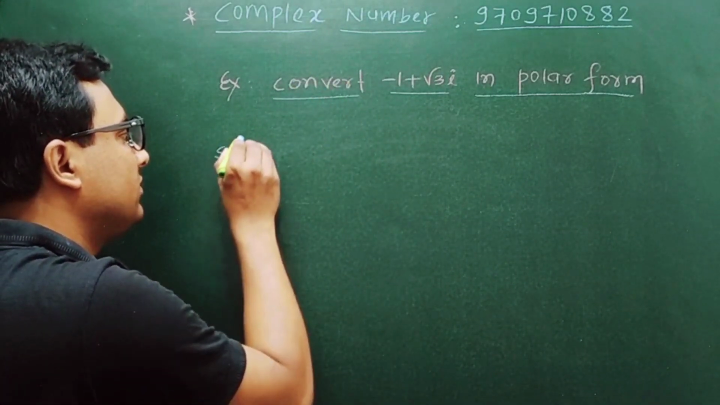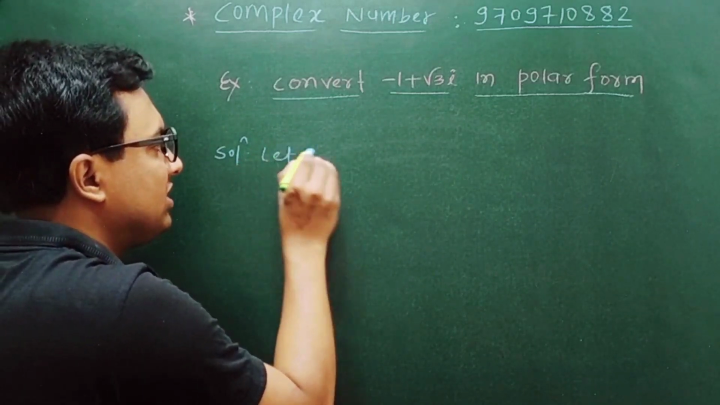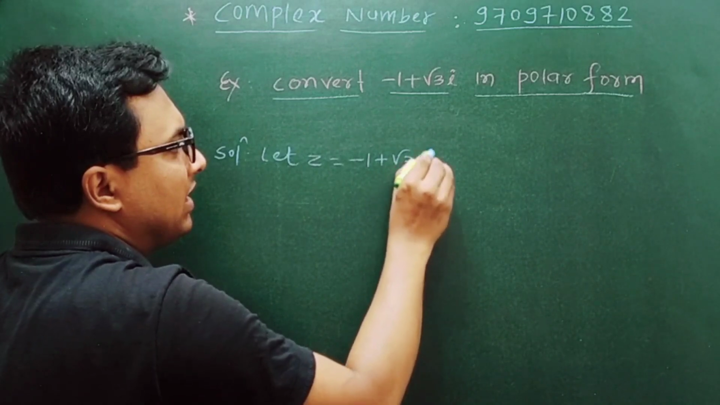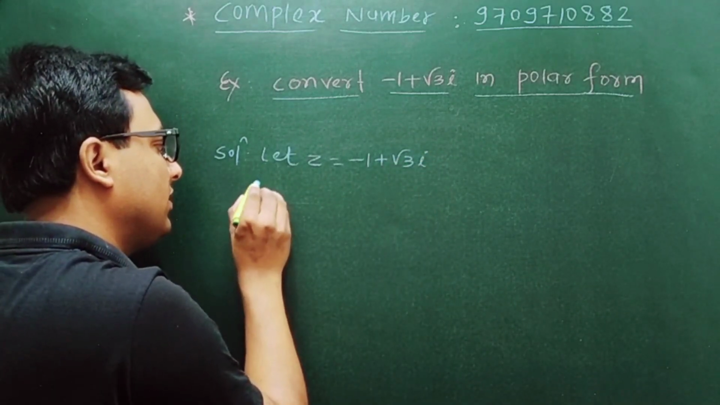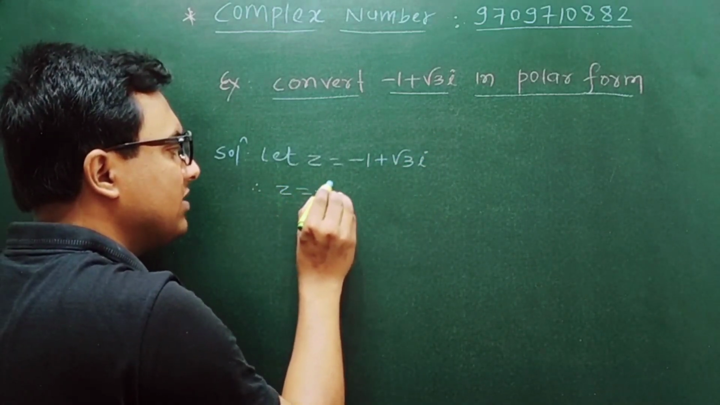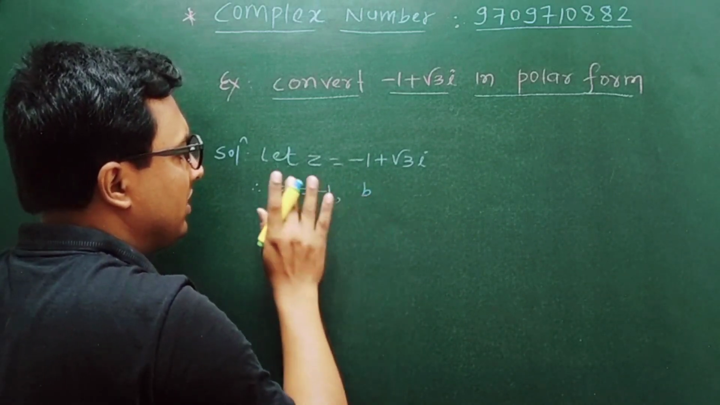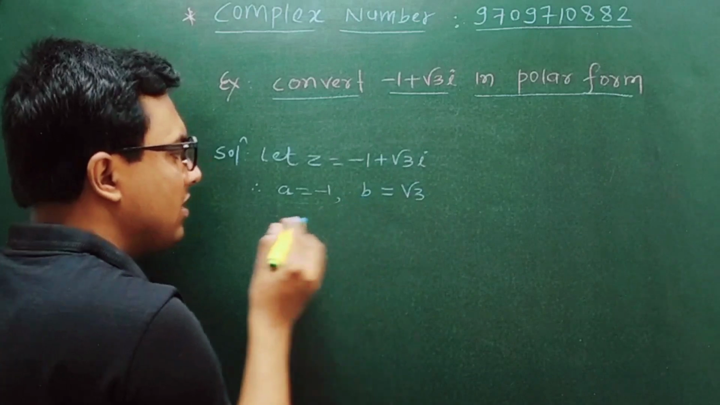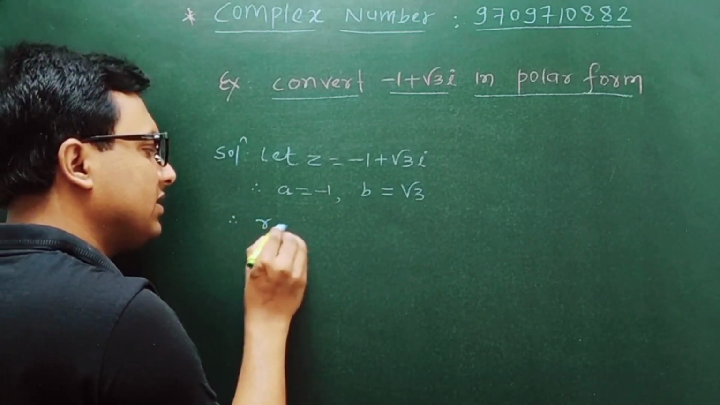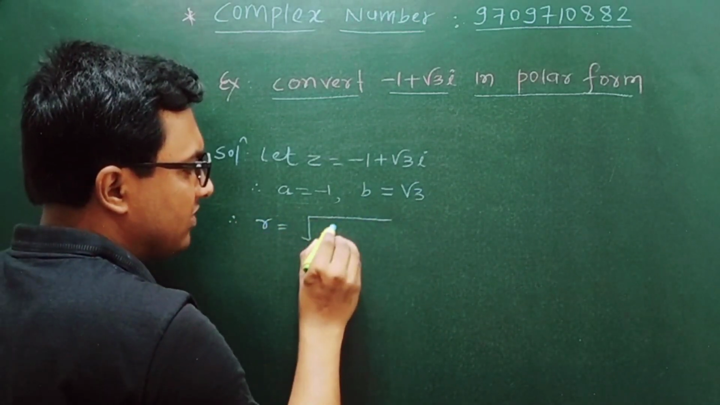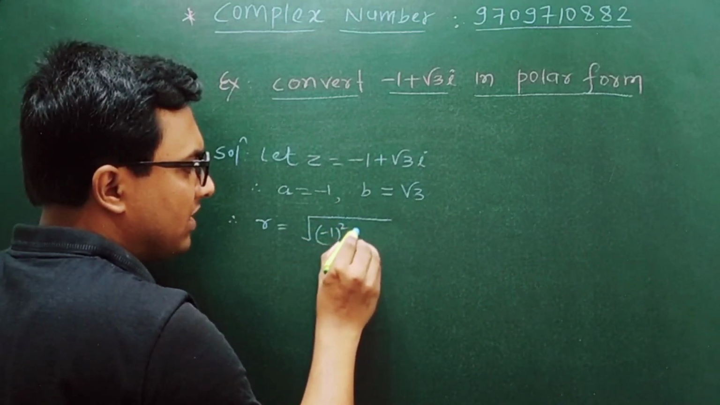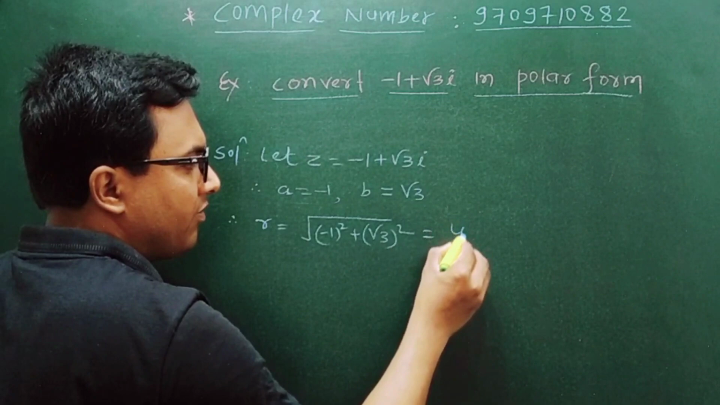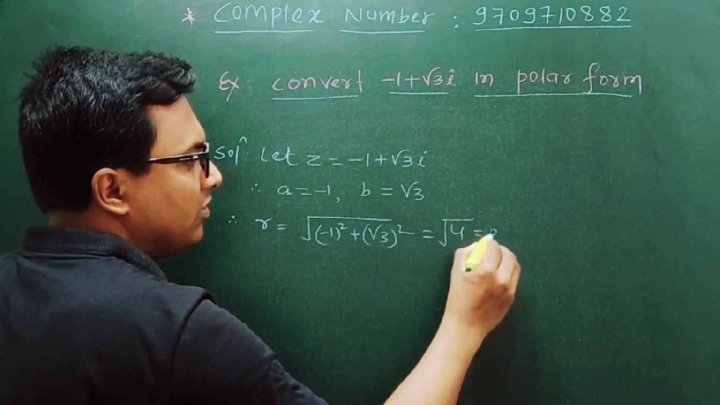Solution. Let z is equal to what? -1 plus root 3 iota. Therefore a is equal to -1 and b is equal to root under 3. Therefore r is equal to what? Root under (-1) square plus (root under 3) square. We get root under 4, that means equal to 2.